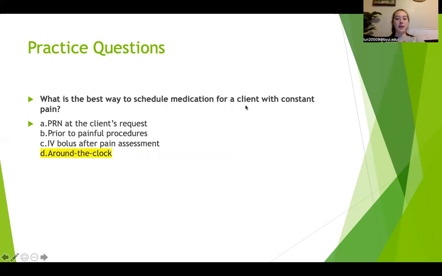Best way to schedule medication for a client with constant pain, for example, cancer pain, would be D, around the clock. And that is it. Short and sweet.